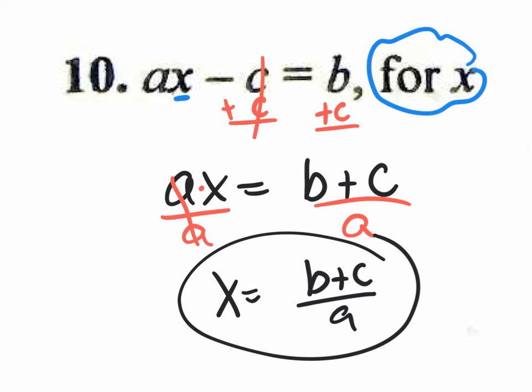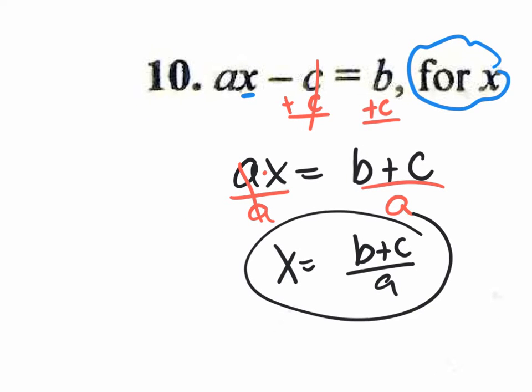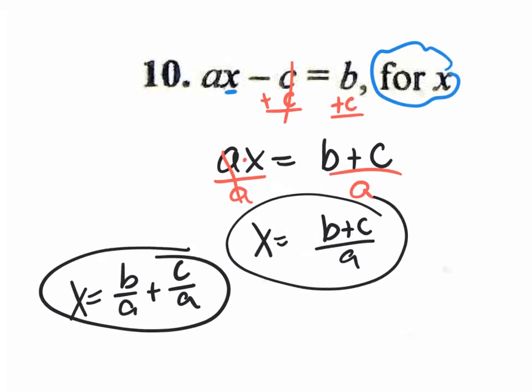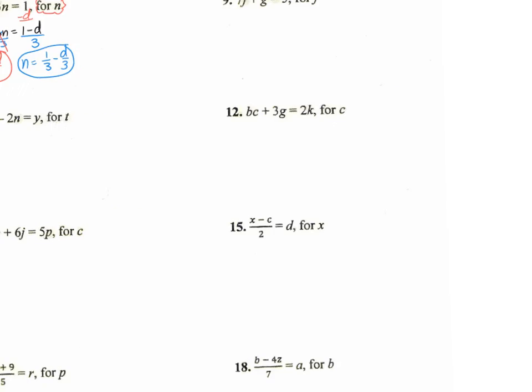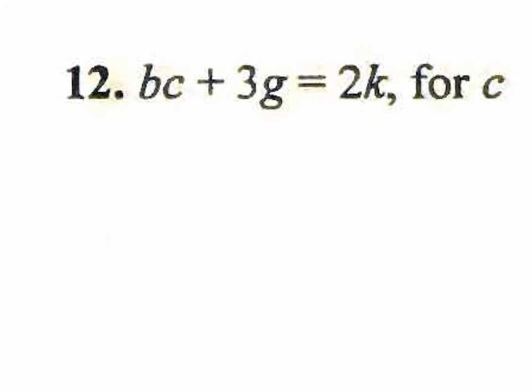Could somebody give me another acceptable answer that you might see on a multiple choice test? X equals B over A plus C over A. Excellent. Good job. Let's move on to number 12. We are solving for C.